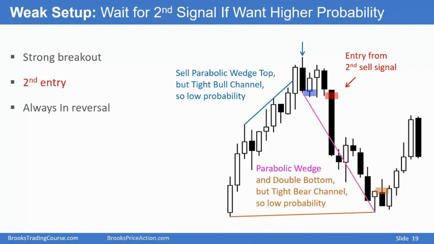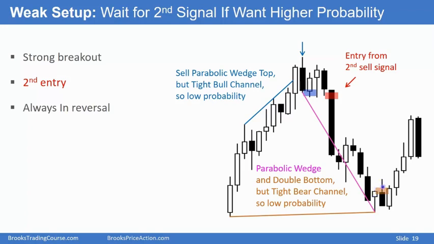At the bottom, 1 push down, 2 pushes down, 3 pushes down, a double bottom high or low, parabolic wedge bottom, and a higher low double bottom, but a very tight bear channel. Do I want to buy above this bull bar? Does this bull bar look big enough to reverse these two bigger bear bars? Probably not. I probably would not buy above this bar.